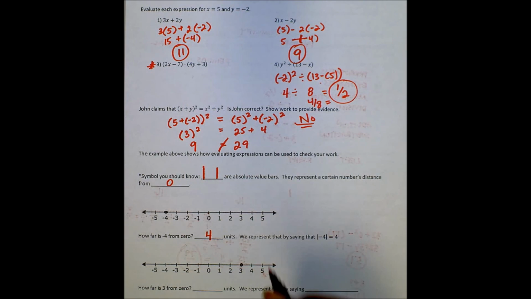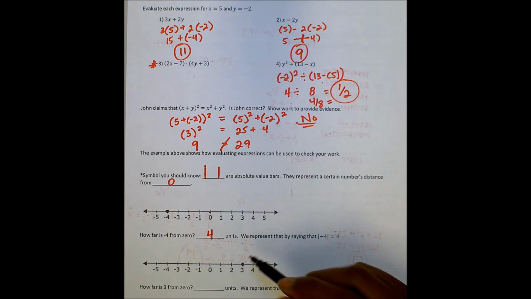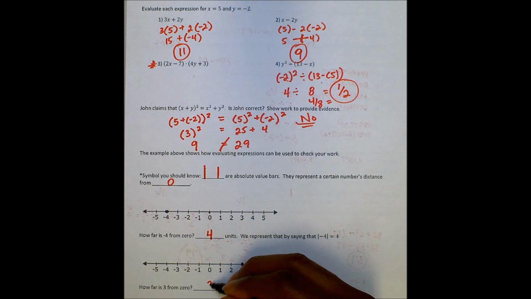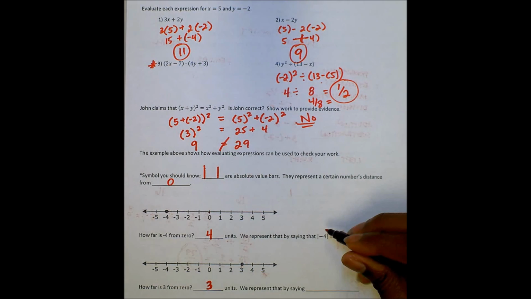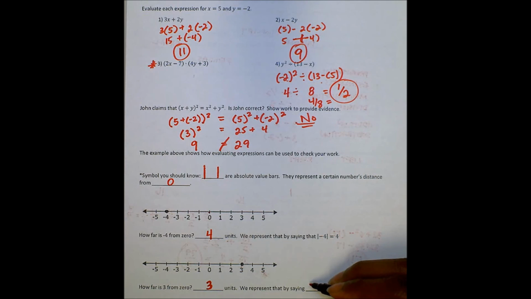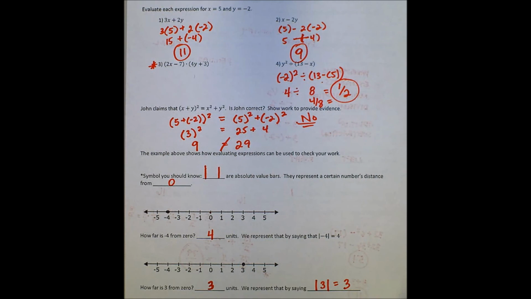How far away from 0 is 3? Well, it's 1, 2, 3. Really don't need to count it, but we will. And we can represent that, mirroring this previous example, by saying the absolute value of 3 is 3. So again, notice it is not the opposite of the number inside the absolute value bars. It is just the distance, which has to be positive.